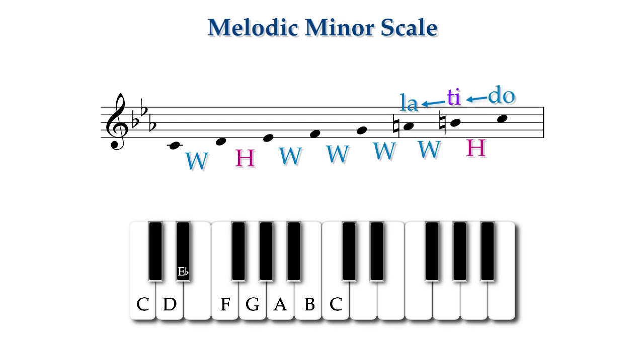Since we are moving away from Do when we descend from the top of the melodic minor scale, there is no need for a leading tone. Remember, we use the leading tone to lead us towards Do. The 7th note of the scale is not raised, it is simply Te. The 6th scale degree descending is Le. The descending melodic minor scale is just the natural minor scale.